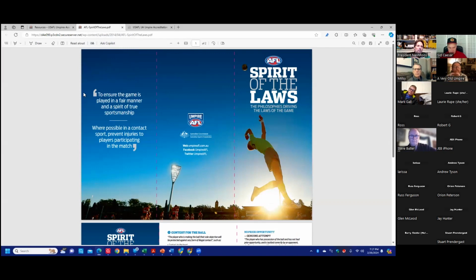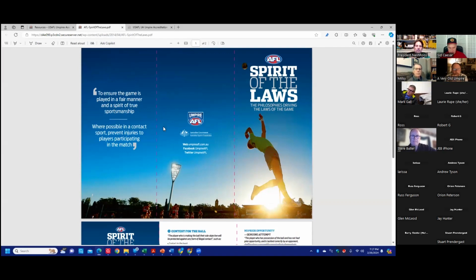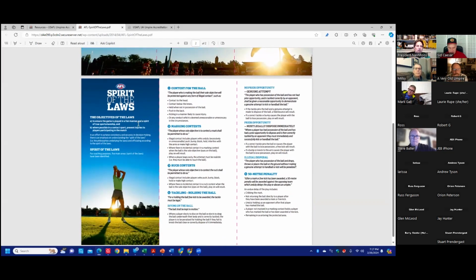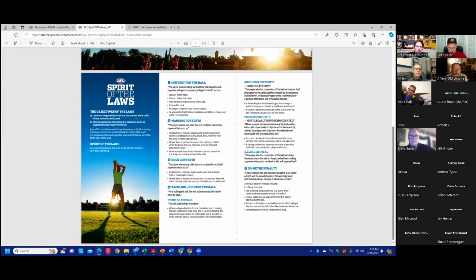You don't have to be 100% familiar with all the rules. If you understand how the game is going to be administered, then the rules actually make quite a bit of sense. And it's called the spirit of the laws. And you can see here, hopefully you can read it. It says the objective of the laws, A, to ensure the game is played in a fair manner in a spirit of true sportsmanship, and B, where possible in a contact sport, prevent injuries to players participating in the match. That, if you think about it, drives every single rule, every single law that is applicable to this game.